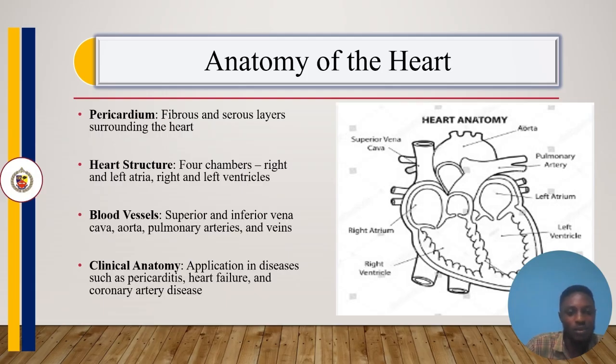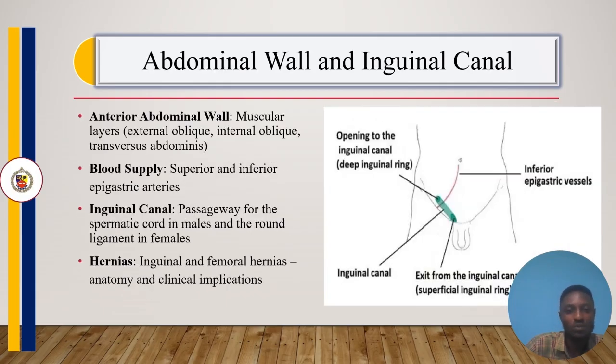The clinical anatomy has helped to bridge the gap in providing knowledge in solving and treating these diseases and problems we have in this area, right? So let's also look at the abdominal wall and inguinal canal, which include the anterior abdominal wall, blood supply, inguinal canal, and the anus. This is a diagram representation of that here.